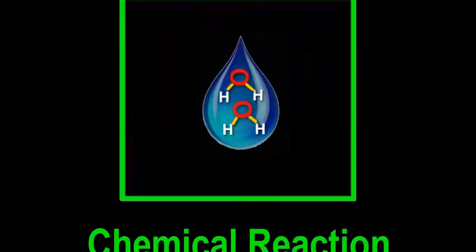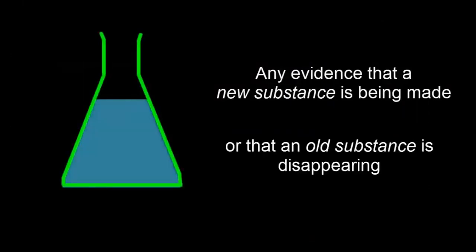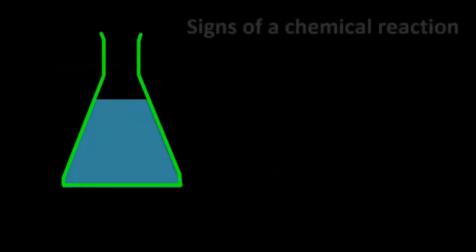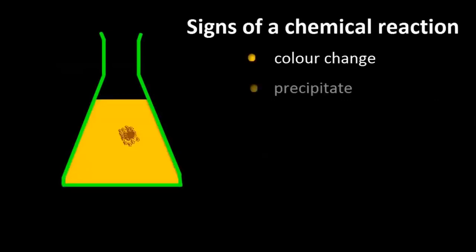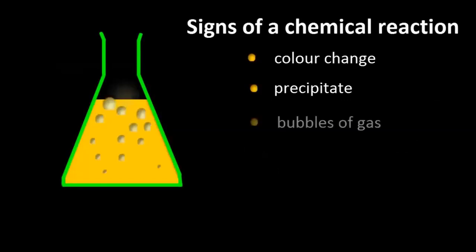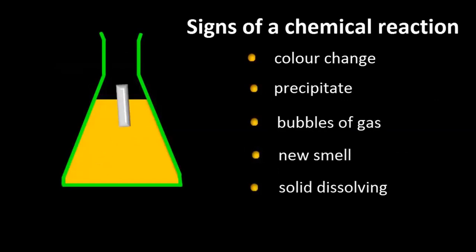But the molecules in chemical reactions are too small to see, so how can we tell if one's happening? Well, any evidence that shows that a new substance is being made or that an old substance is disappearing indicates that a chemical reaction is going on. Telltale signs include a colour change, a cloudy precipitate forming, bubbles of gas, a new smell, or a solid dissolving.